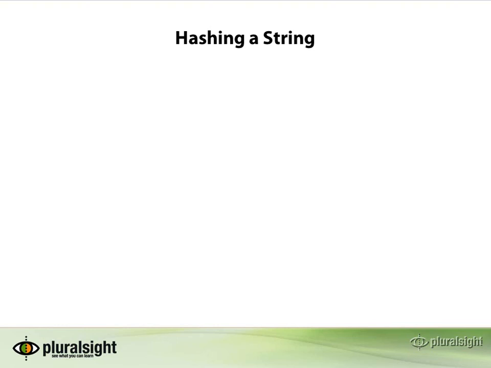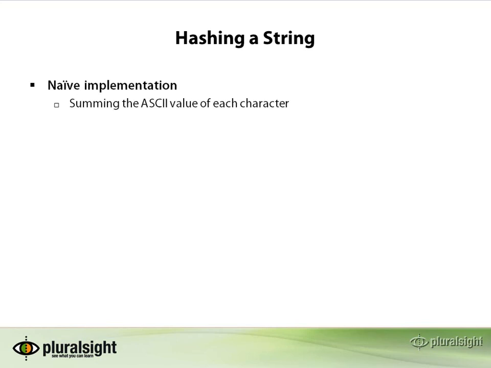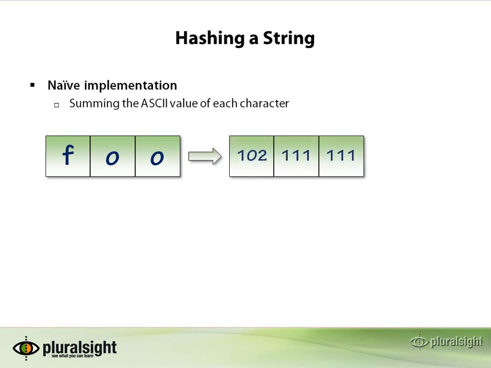What I'd like to do now is take a look at a couple of string hashing algorithms. The first is an incredibly naive implementation, and what it does is it sums the ASCII value of each character in the string and returns that sum as the hash value. For example, we have the string foo. The ASCII values of f are 102, and the o and the o are 111 respectively, twice. So those three values added together equal 324, and that would be our hash value for the string foo.